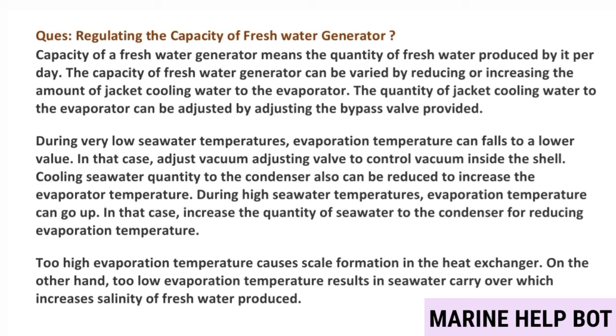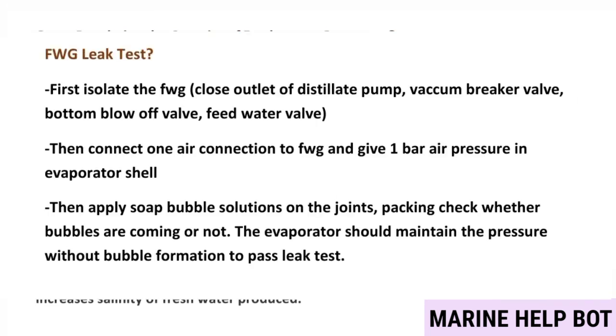As in our previous question, I discussed how to minimize scale formation. These are the conditions due to which scale formation occurs. Too high an evaporation temperature can cause scale formation in the heat exchanger. On the other hand, too low an evaporation temperature results in seawater carryover, which increases the salinity of the freshwater. These are the conditions which can decrease the capacity of the freshwater generator to generate freshwater.